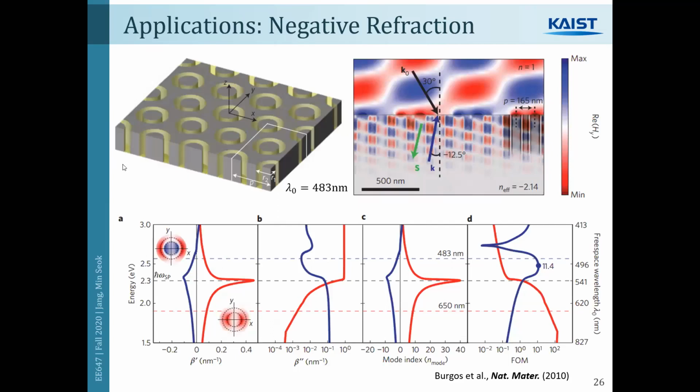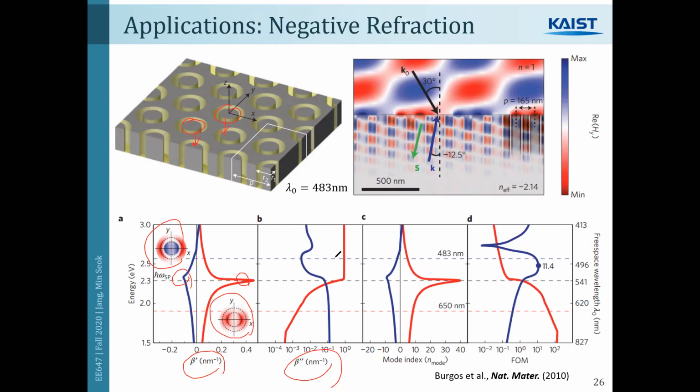A similar idea, but in a different geometry, is given here. So now instead of having an MIM waveguide, you have still MIM, but a cylindrical waveguide. Okay, so this cylindrical waveguide, and if you calculate its dispersion relation, here's the real part and here's the imaginary part, and you can see that you have two modes. One mode has positive index, and the other mode has negative index.